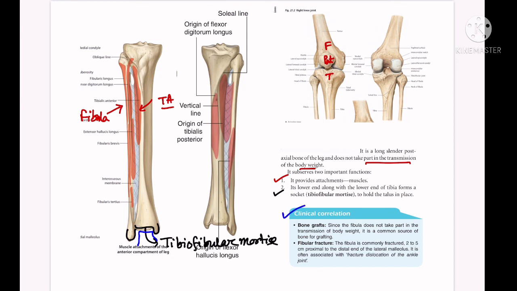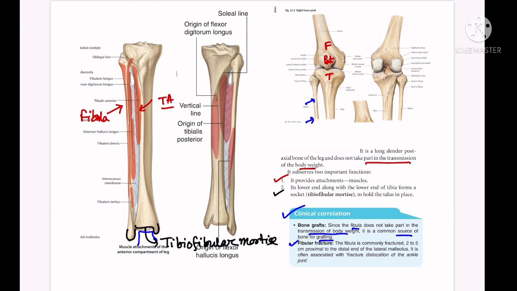Regarding clinical correlation, since the fibula does not take part in transmission of body weight, it is a common source of bone for grafting. Bony parts are often cut out from the fibula to act as graft material. Okay, since its loss does not make any profound effect on the transmission of body weight.